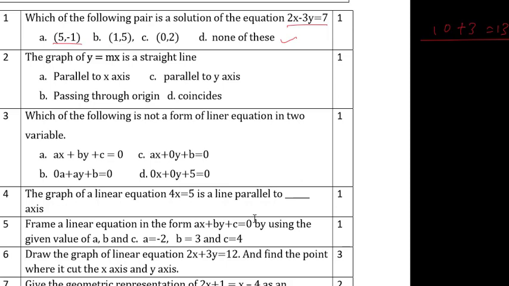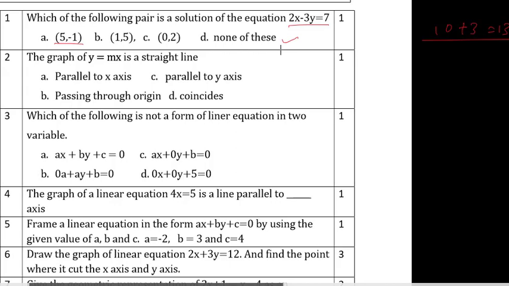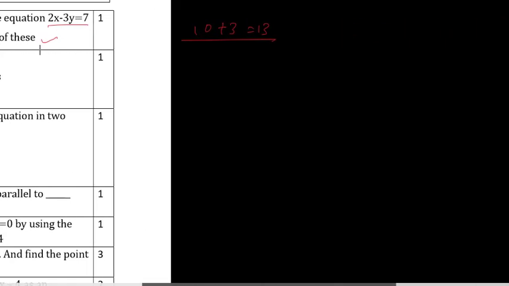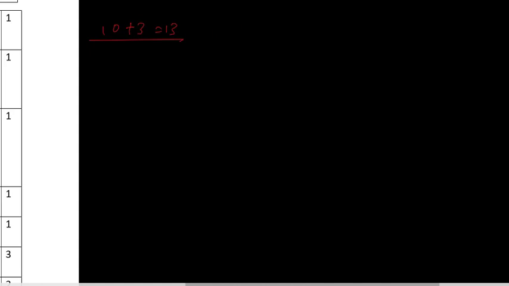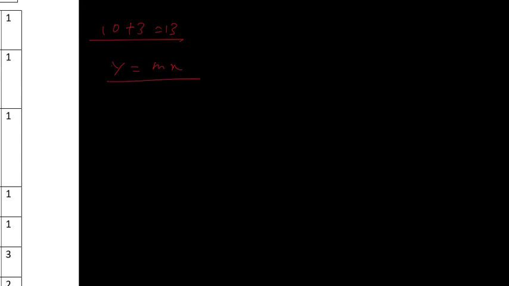The second question is: the graph of y equals mx is a straight line. The options are parallel to x-axis, parallel to y-axis, passing through origin, and coincides. Now here y equals mx. You can check this by drawing the graph for y equals mx. Now you don't know the value of m, so for example you can take any value for m. Let us take m equals 2. So your equation will become y equals 2x.